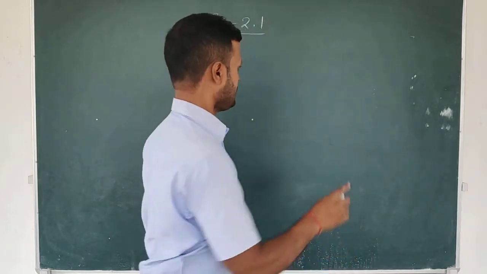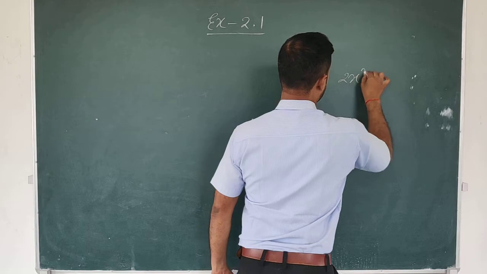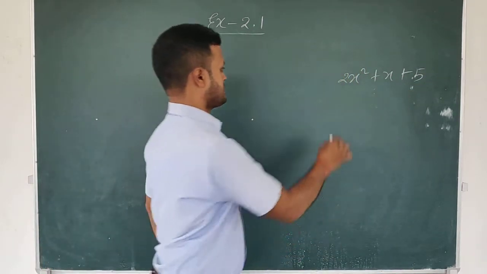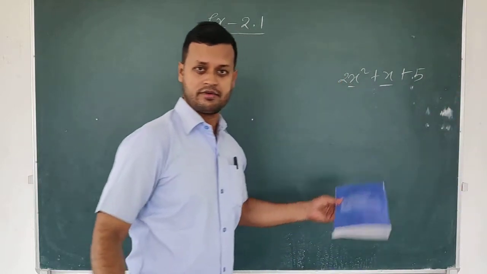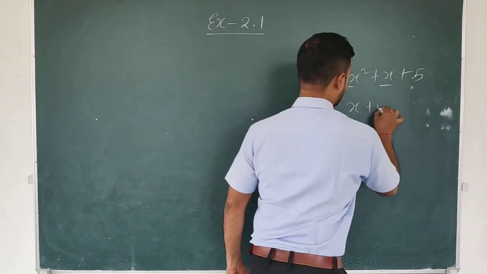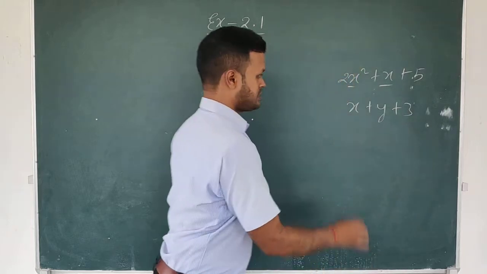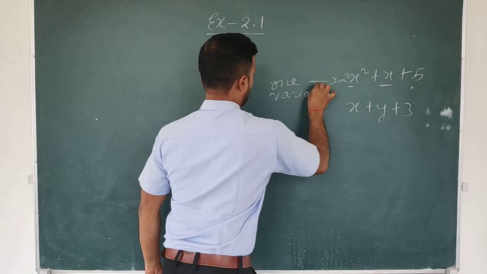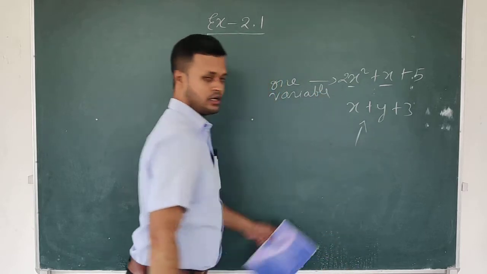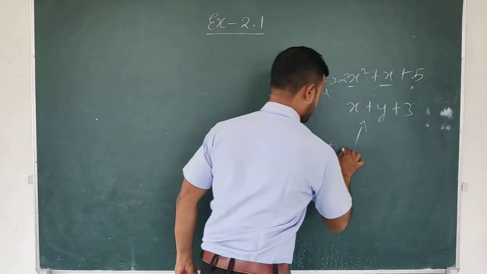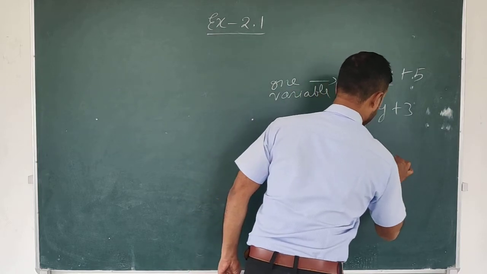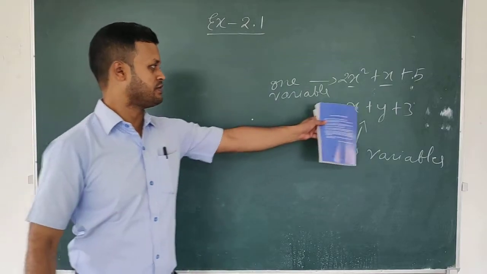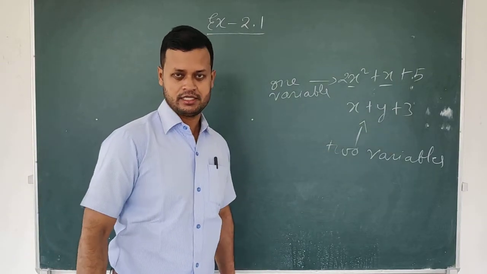Suppose this expression, 2x square plus x plus 5. Here only x is there, isn't it? So this is called an expression in one variable. But if it is like this, x plus y plus 3, this is in two variables because x and y both are there, isn't it?